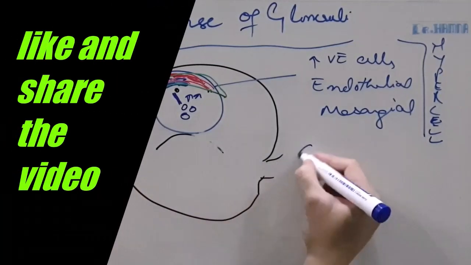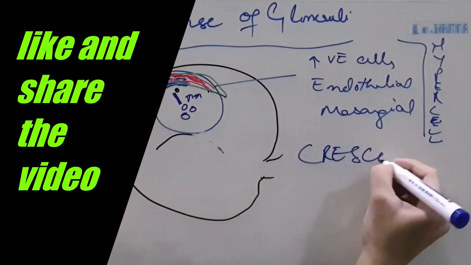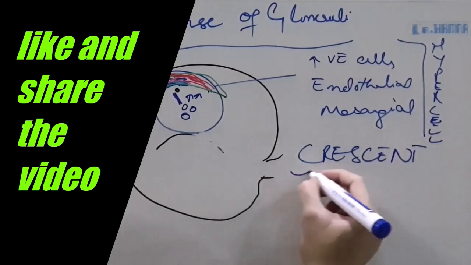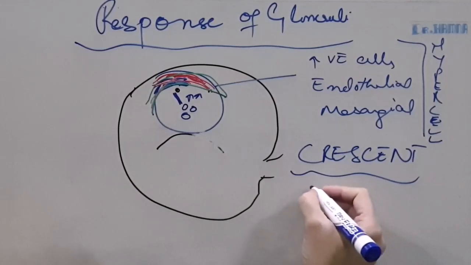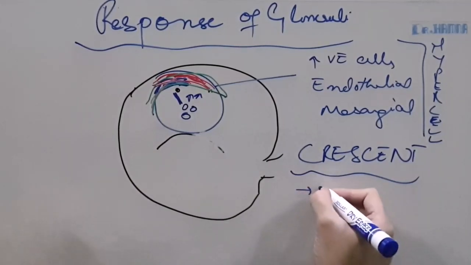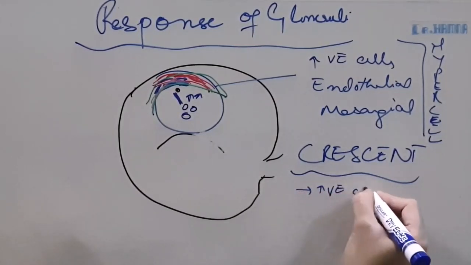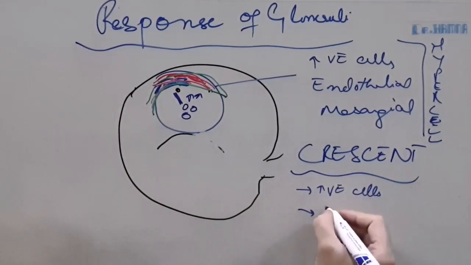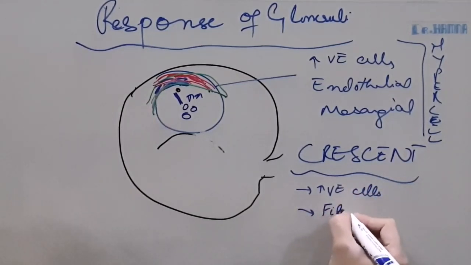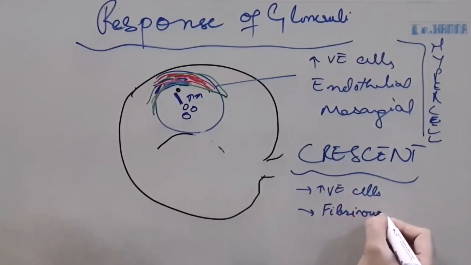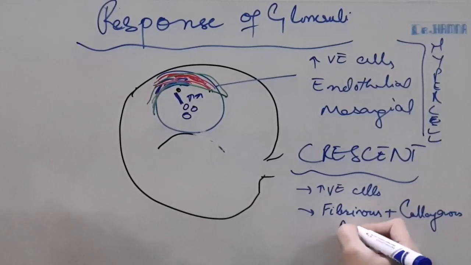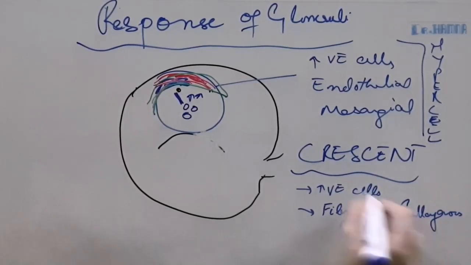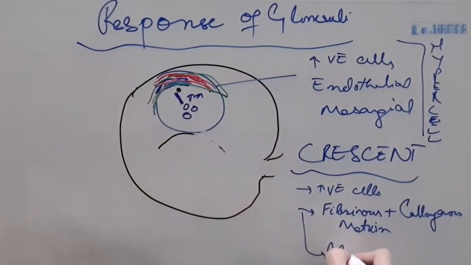So what is a crescent? A crescent is basically the chronic state of this hypercellularity, and it comprises these increased numbers of visceral epithelial cells, plus mainly fibrinous and collagenous matrix in the background, along with these mesangial and inflammatory cells.